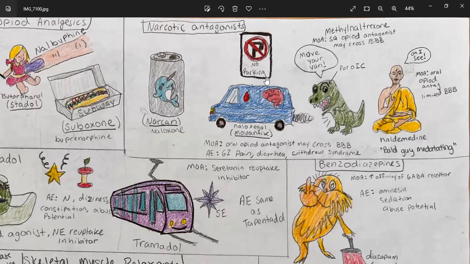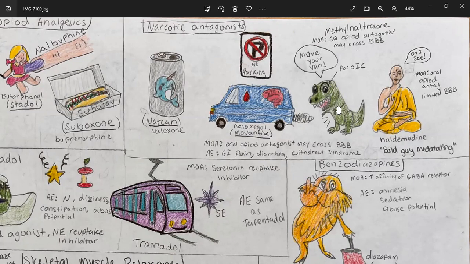Then here we have a van that is parked in a no parking zone. And this dinosaur is like, move your van. Move your van for Movantik, also known as naloxone. And so this medication is an oral opioid antagonist, and it may cross the blood-brain barrier, which is why we have blood and we have a brain. Adverse effects are GI pain, diarrhea, and withdrawal syndrome.